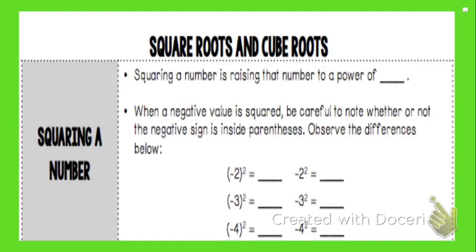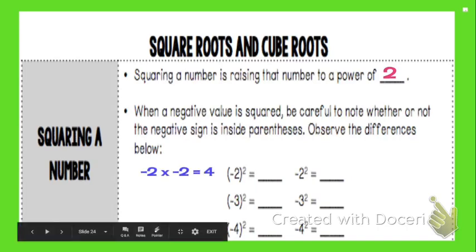Okay, so today we're looking at square roots and cube roots. Squaring a number is raising that number to a power of 2. When a negative value is squared, be careful to note whether or not the negative sign is inside parentheses. Observe the differences below. So, we have negative 2 inside parentheses to the second power.